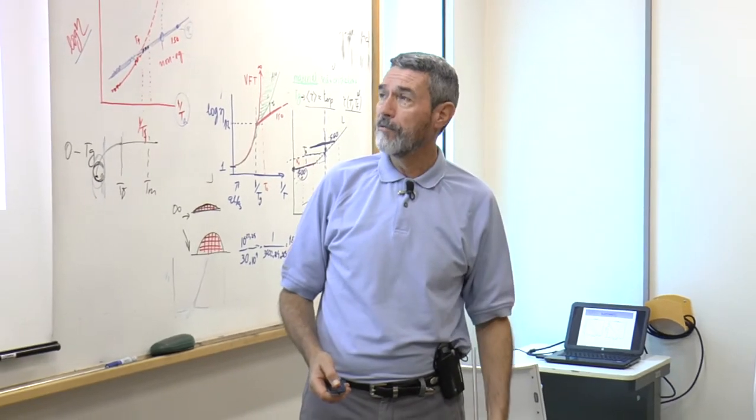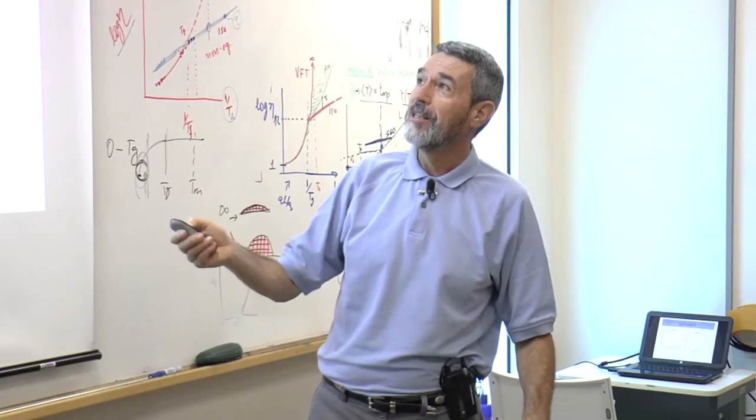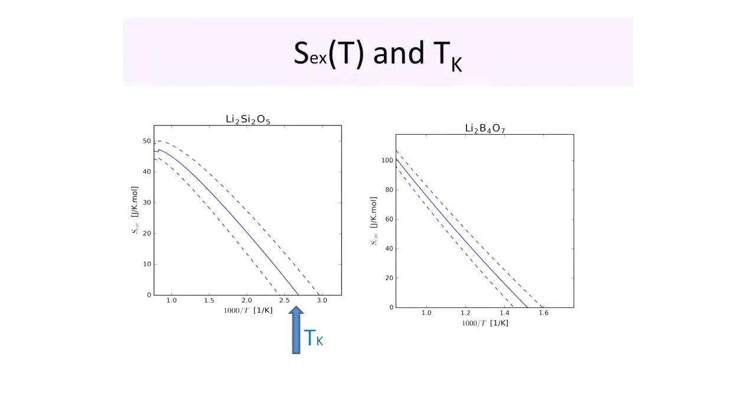So we did this for different materials, like lithium disilicate. Some of you are working with lithium disilicate, and Elena, you are working now with lithium diborate. You can also calculate the TK for lithium disilicate and for lithium diborate. We have these values. And why do we have these curves here? There is a large uncertainty in these calculations because they're integrals. When you have an integral, you have a sum of errors.